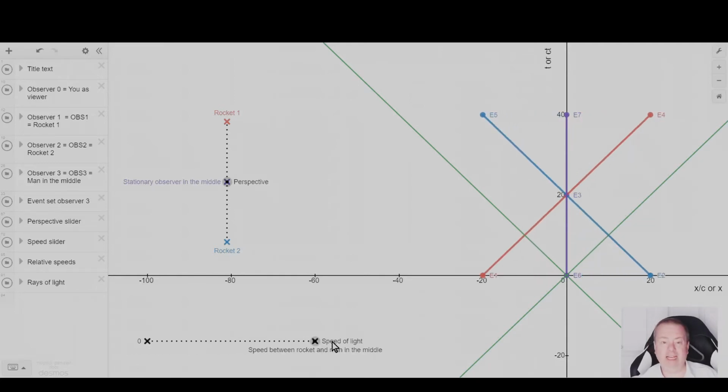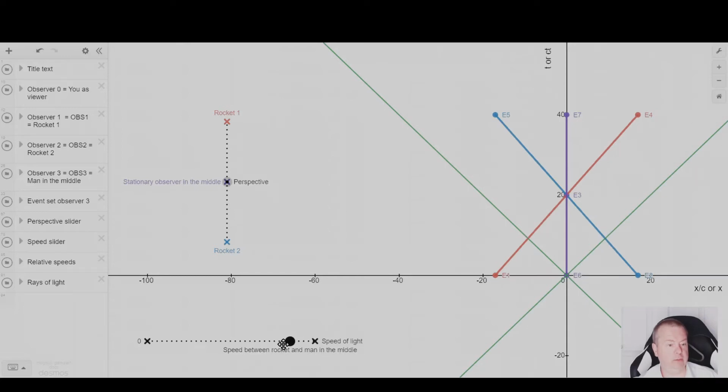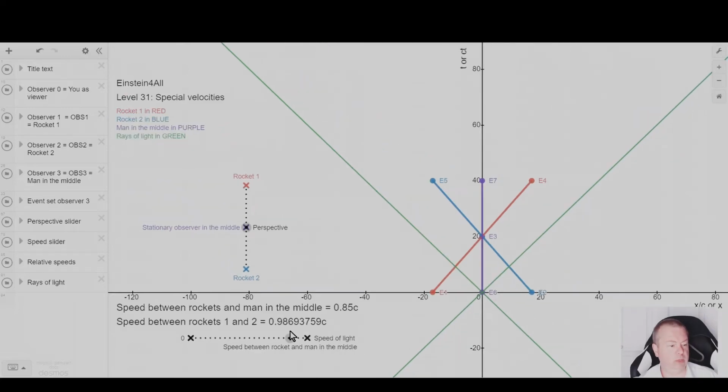And if they are traveling at the speed of light, their slope is like 45 degrees, the same as the green lines, which are the reference lines for the speed of light. Well, let's go back to around 0.80. I'm not sure where it was. Let's zoom out. Yeah, there it is. So 0.85. So here you see the speed between the rockets and the stationary man in the middle is 0.8 C.